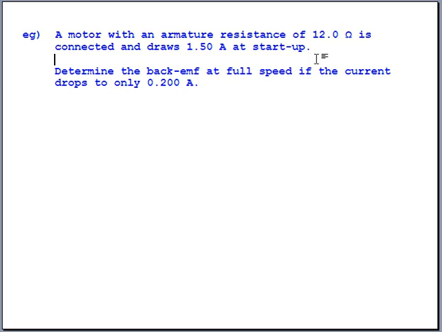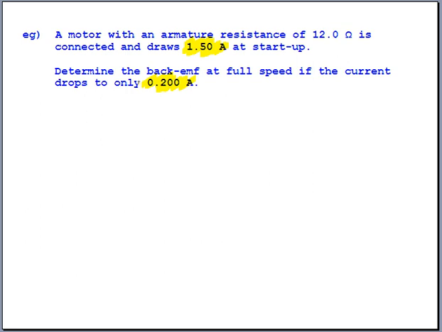So what does this story say here? It says a motor has an armature resistance, that's the coil, has a coil resistance of 12 ohms, and it's connected and draws 1.5 amps at startup. That's when you first start going. Determine the back voltage, the back EMF at full speed if the current drops to only 0.2 amps. So you can see those two different current values, right? Very, very different values. Here it is when it first tries going at startup, right? We're just beginning to go. And here it is at full speed, okay? Way, way down there at a nice safer 0.2 amps.